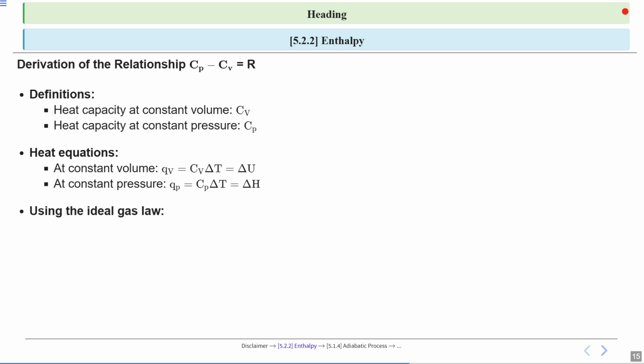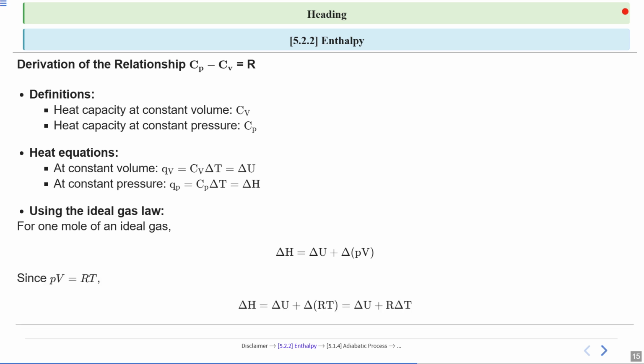Now using the ideal gas equation, what can we write? Delta H is equal to delta U plus delta PV. We have seen this equation. Or in place of PV, we can write RT. Now your R is again a constant, so by nature it is constant. We will take out this R. Therefore, we will get delta H is equal to delta U plus R delta T.